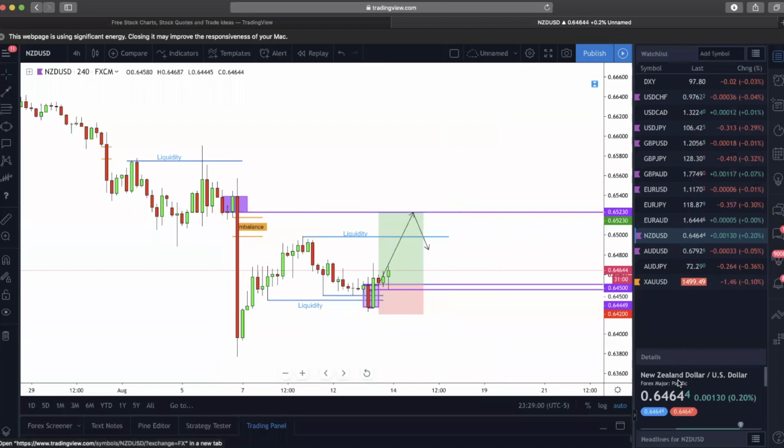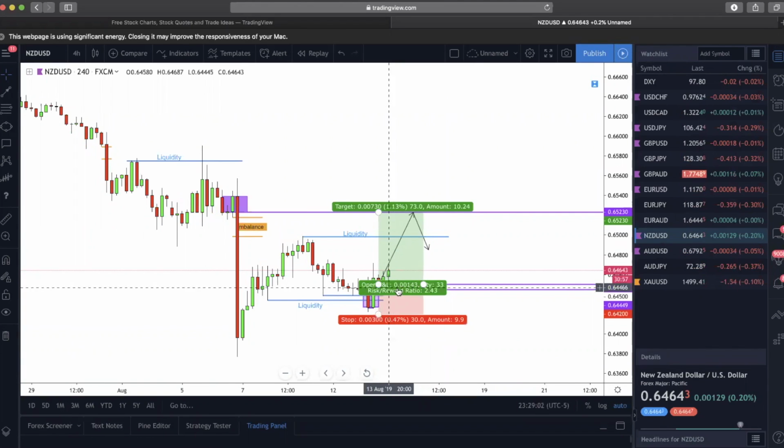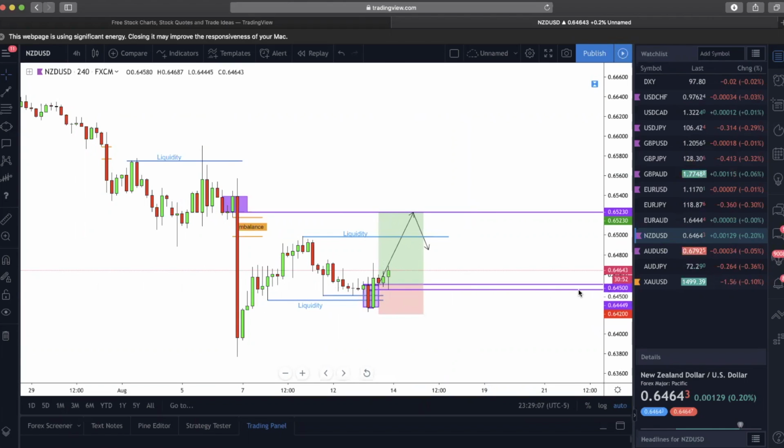But to answer your question, I wouldn't enter it yet. Maybe if we get another retest. This came down 3 times and rejected, so definitely should have got in.